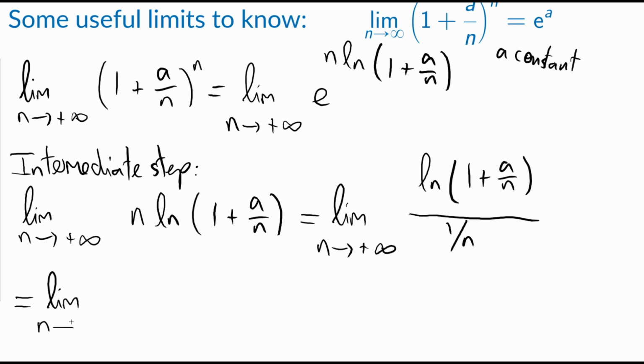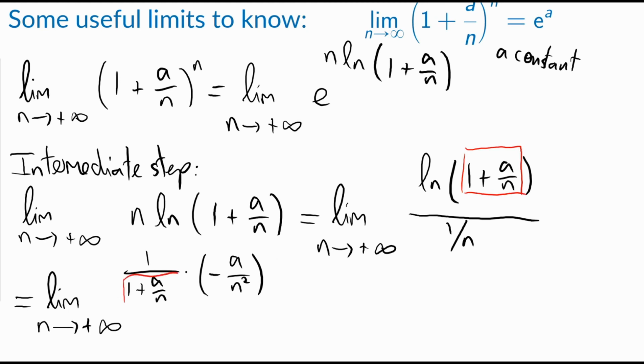So this is the limit as n goes to infinity of, now we get the derivative of this numerator. So that's going to give us 1 over 1 plus a over n times negative a over n squared. That's using the chain rule. And I took the derivative of the natural log, and that gave me this thing here. And then we took the derivative of that box to get this expression right here. That's applying the chain rule.